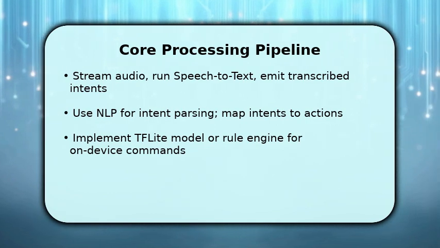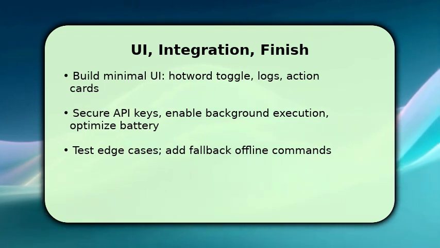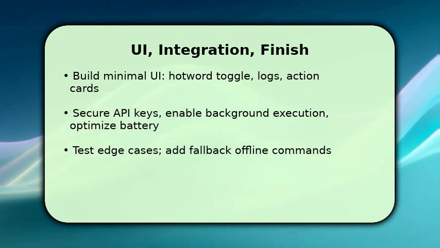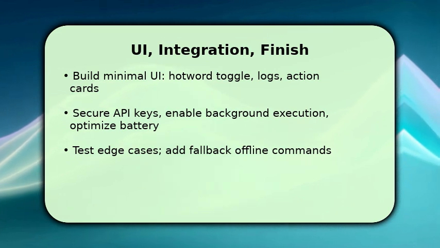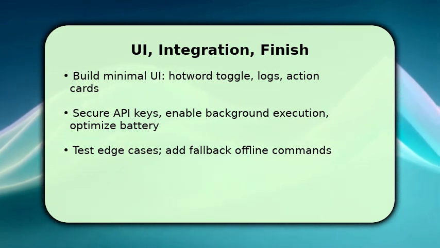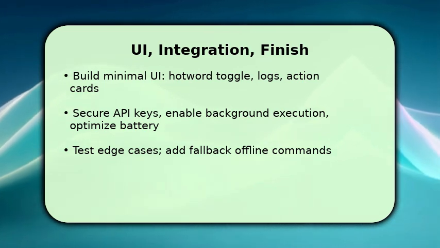Finish by creating a minimal UI with a hot word toggle, real-time logs, and action cards for feedback. Integrate with system services: notifications for the foreground service, WorkManager for scheduled tasks, and secure storage for API keys. Once integrated, optimize battery use with proper wake locks and reduce sample rate when idle.